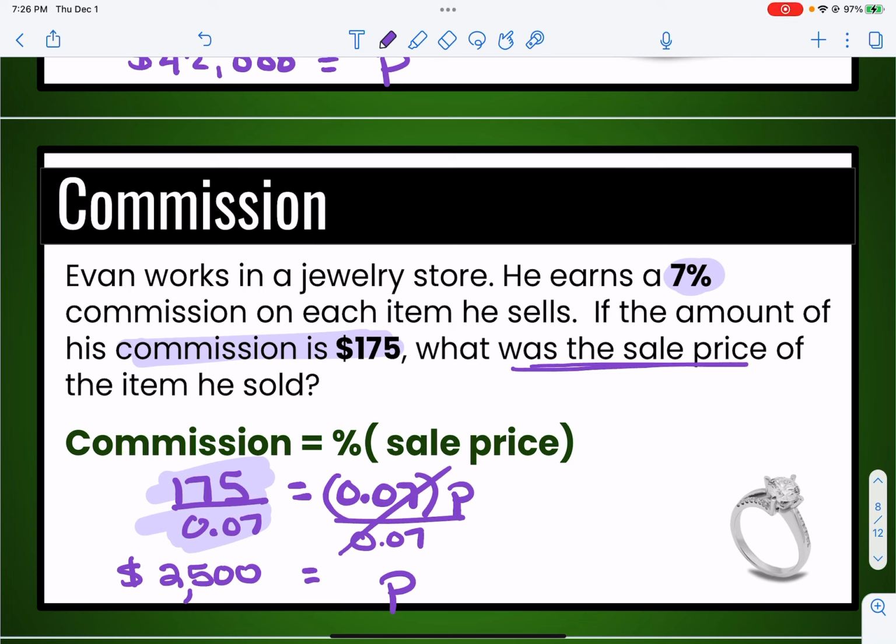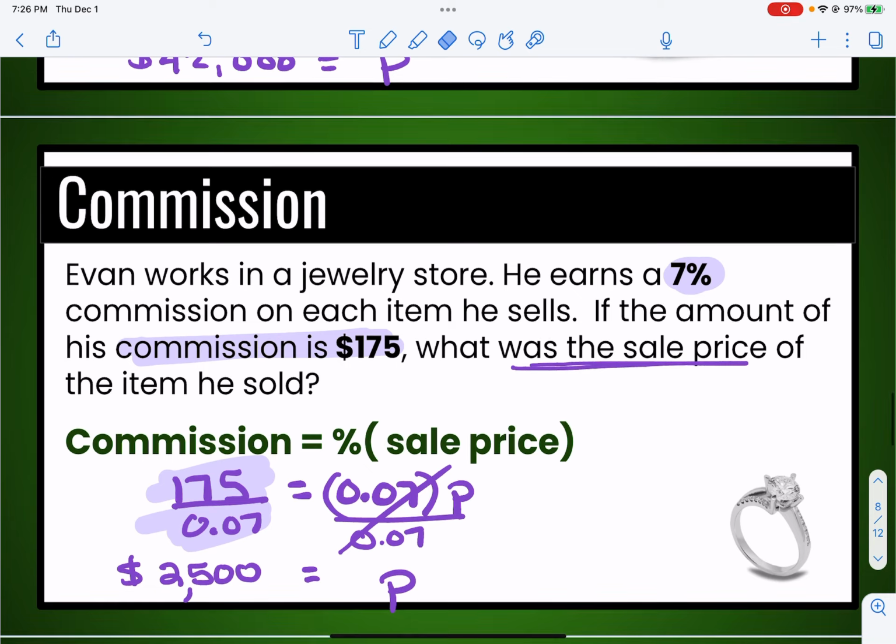So if you didn't get the problem right, make sure you take the time to just pause and go over it. Maybe rewind the video, watch it again, and see if you can figure out what you did wrong. Did you multiply when you were supposed to divide? Did you put all your numbers in the right spot? Just figure out where you went wrong. All right, let's try another one.